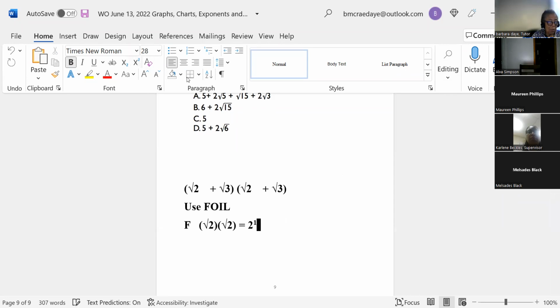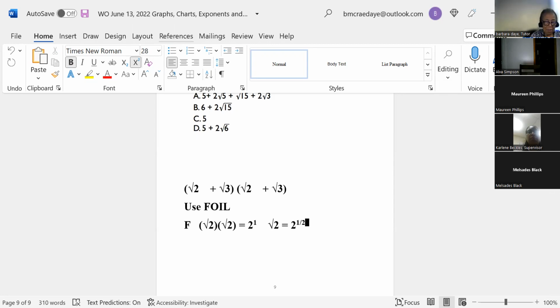Okay, square root of 2, that's equal to 2 to the 1/2 power. Just remember, square root is raised to the 1/2 power. So 1/2 plus 1/2 is 1. You got it? Okay.